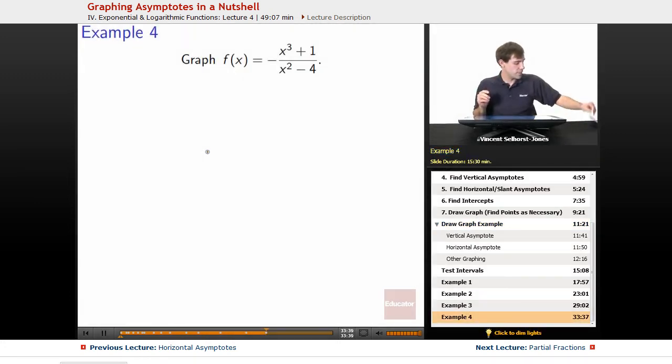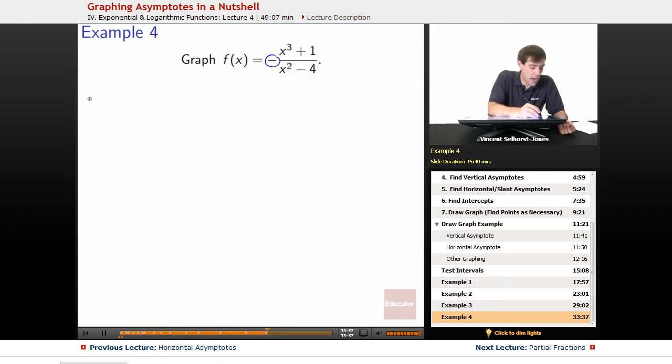This will be a little bit of a doozy. All right, so x cubed plus 1 over x squared minus 4. And notice there's also this negative sign. Don't want to forget about that negative sign. So negative x cubed plus 1 divided by x squared minus 4. First thing, we want to break this into factors, because that's normally our first step.